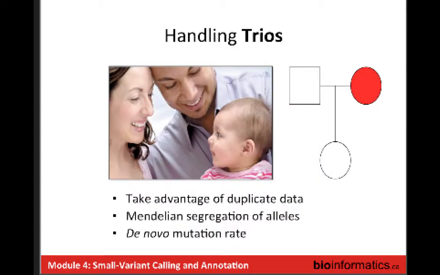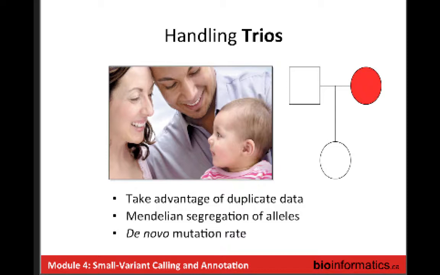Another really good way to improve your variant calling is if you have a family structure. For example, a trio is really good information, because usually when you do a trio, you are more interested in the child and the genotype. And what you see in the child comes half from one parent and half from the other parent. So for almost every variant, not all, the information is duplicated in the parents. So you have more reads to confirm your call.